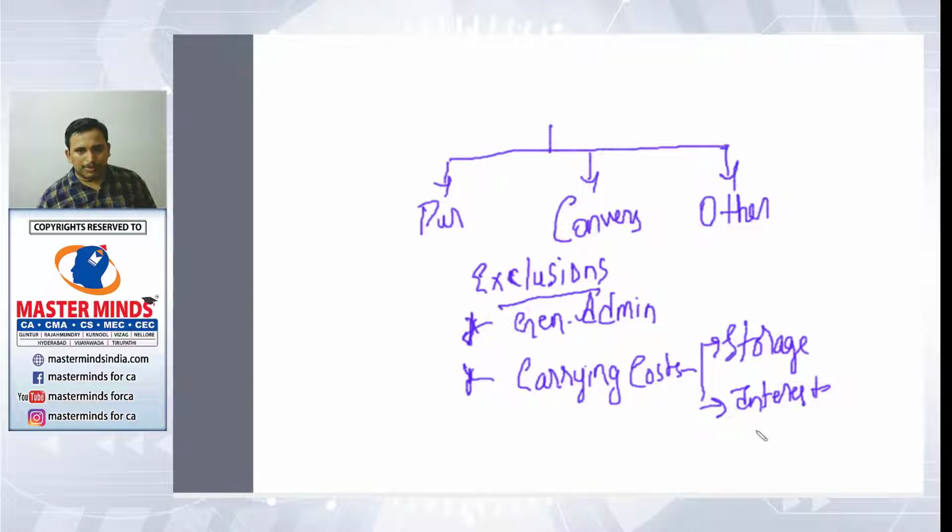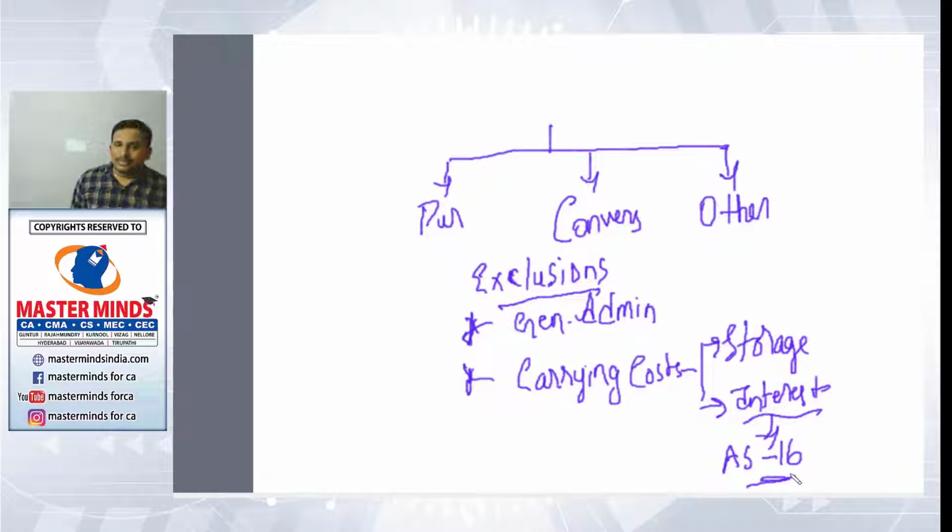But I make it very, very clear: if it is interest, there is a little chance that it can be considered because of AS 16. What does AS 16 say? AS 16 says that borrowing costs relating to a qualifying asset shall be capitalized. When I say qualifying asset, it doesn't mean only a current asset or a fixed asset. It doesn't matter whether current or fixed; it applies to all assets.